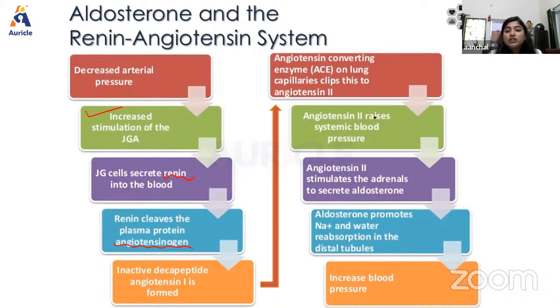Now this angiotensin 2 raises the systemic blood pressure. We have seen that it increases it by several mechanisms. Then angiotensin 2 stimulates the adrenals to secrete aldosterone, and aldosterone promotes sodium and water reabsorption in the DCT, and in this way finally the blood pressure will increase and become back to normal, right?